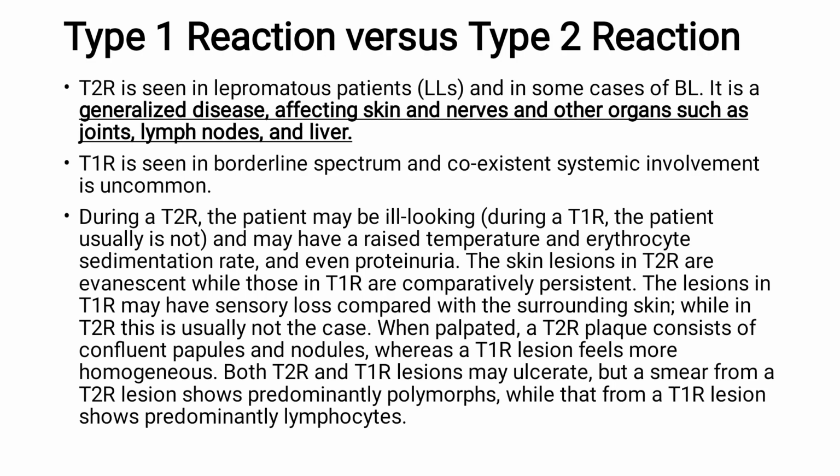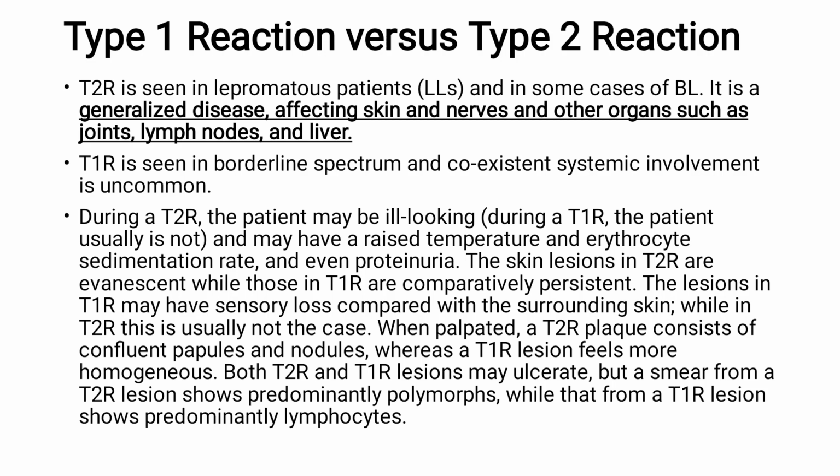Difference between a type 1 reaction and a type 2 reaction. Type 2 reaction is most commonly seen in lepromatous leprosy patients and in some cases of borderline lepromatous patients. It is a generalized disease affecting skin and nerves and other organs such as joints, lymph nodes and liver. Whereas type 1 reaction is seen in the borderline spectrum and coexisting systemic involvement is uncommon. Type 2 reaction is a generalized disease which presents with a more systemic illness.